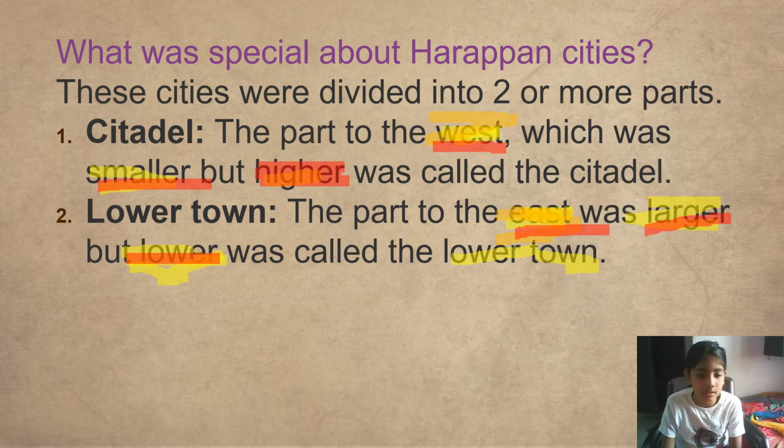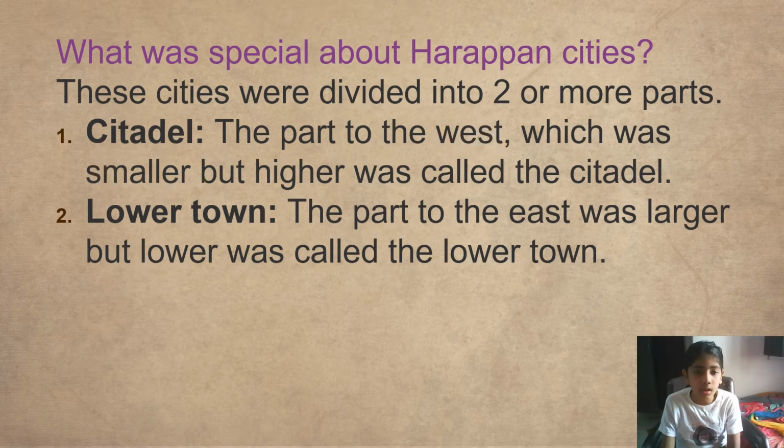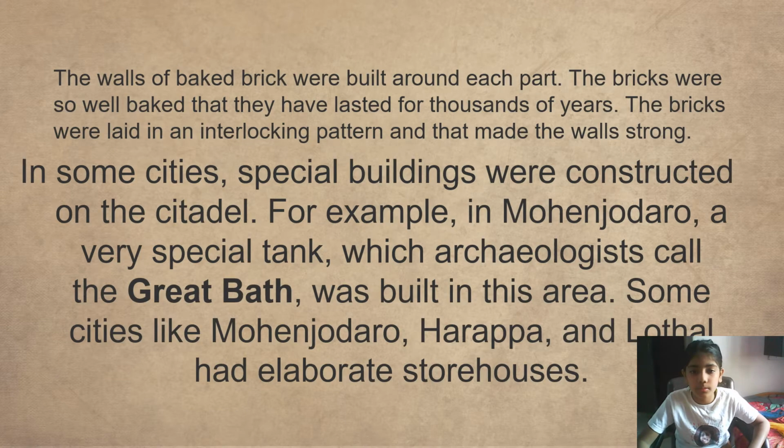That's all we have in this slide. So citadel and lower town are two main parts. In this Harappan city, these cities are divided into two. One is citadel, another one is lower town. Now we know the two types. I told you the two types because in the future it will be useful for us. We need to know them, then only I can move to the next.